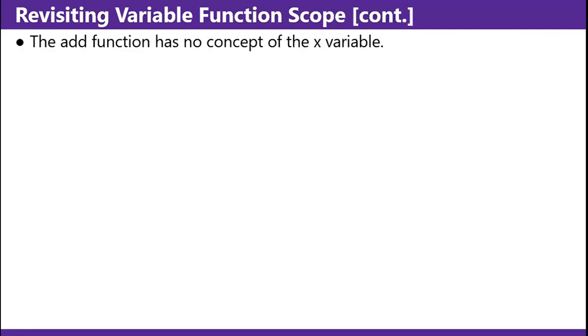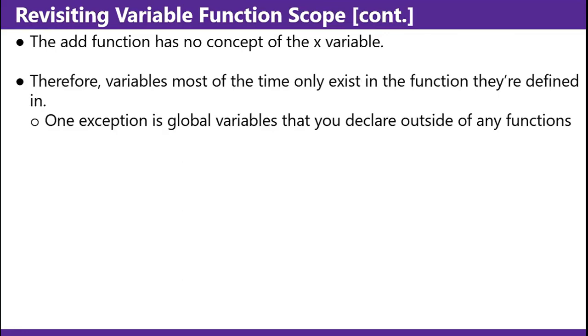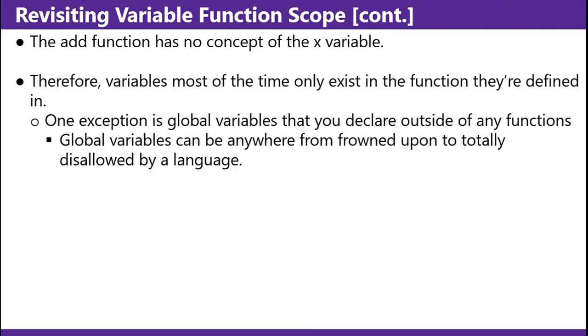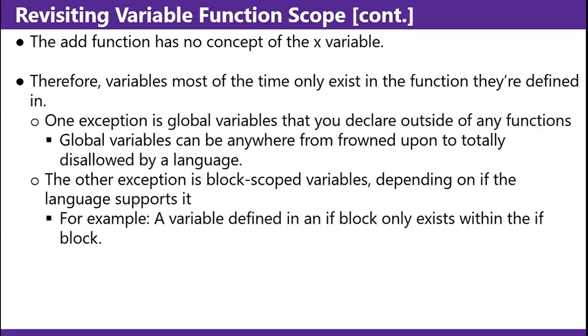The add function has no concept of the x variable. Therefore, variables most of the time only exist in the function they're defined in. One exception is global variables that you declare outside of any functions. Global variables can be anywhere from frowned upon to totally disallowed by a language. The other exception is block-scoped variables, depending on if the language supports it. For example, a variable defined in an if block only exists within the if block.